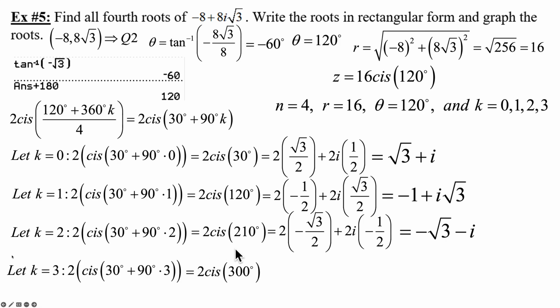Then we had 2 CIS 300 degrees. That's a 60 degree reference angle. So this was a 60 degree. So it's going to be these same answers, but now sine. Quadrant 4 is positive x, that's cosine, negative y. So switch the signs on these two. 1 minus i square root of 3.